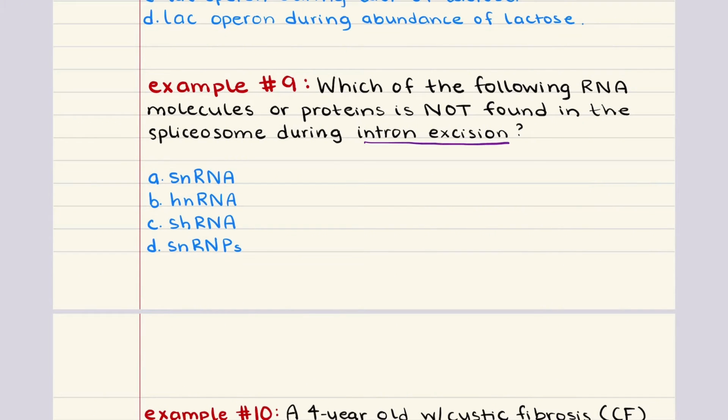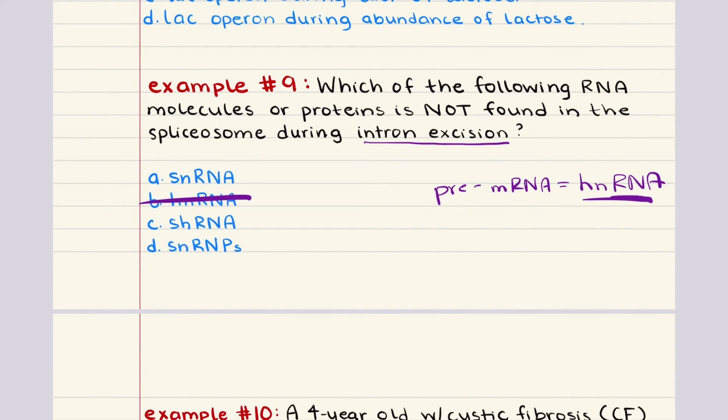During intron excision, the spliceosome is the molecular complex that's going to be responsible for removing non-coding sequences from pre-mRNA. Now, pre-mRNA is another way of saying heterogeneous nuclear RNA. So we know that this is involved. We can go ahead and cross out answer choice B.